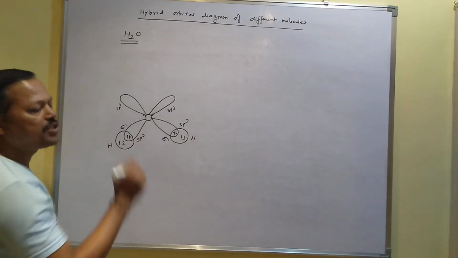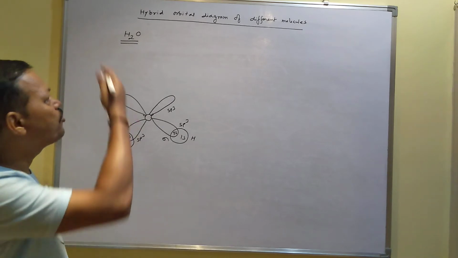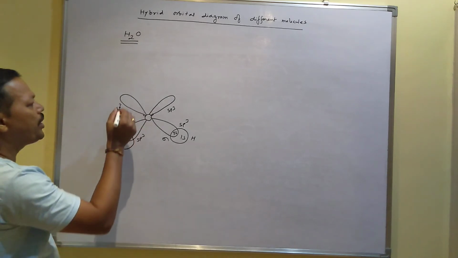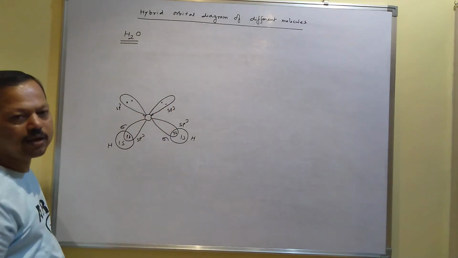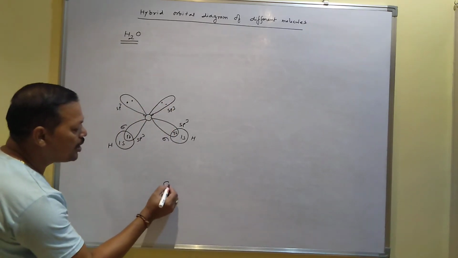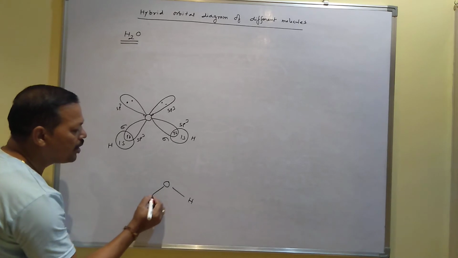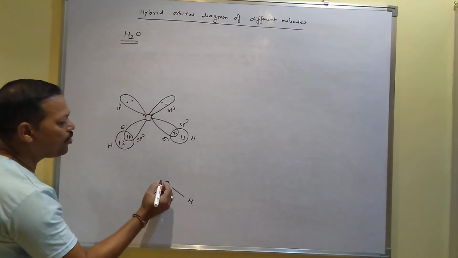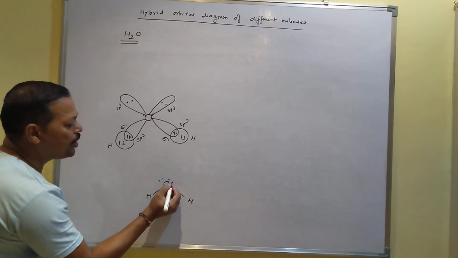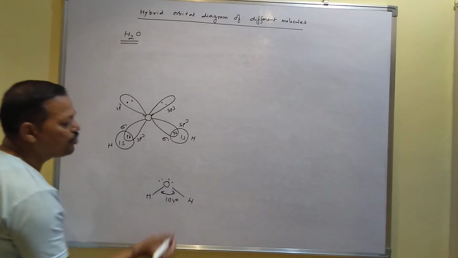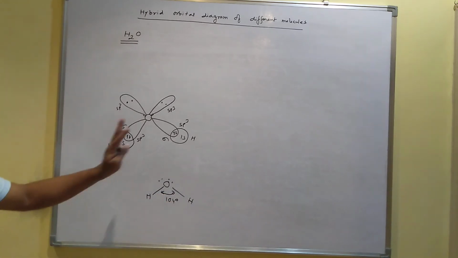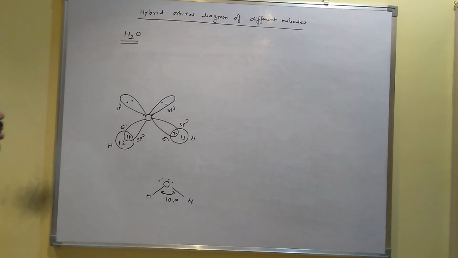And these two sp3 hybrid orbitals, since there are no hydrogens present, the lone pairs will be present in these hybrid orbitals. And that is why the shape of water is bent, and due to the presence of these lone pairs of electrons, lone pair repulsion takes place. That's why the angle decreases to 104 degrees in water. So this is the orbital diagram for water.